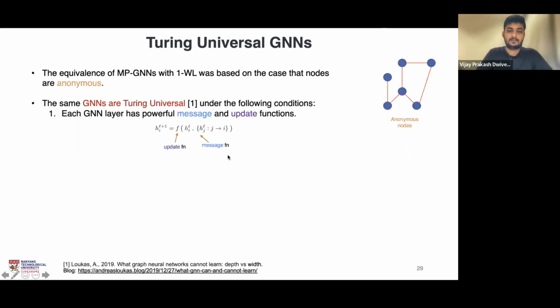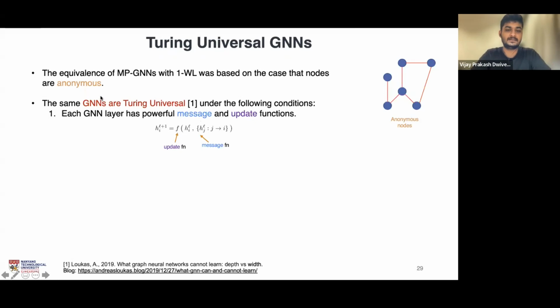Now, in a work by Andreas Loukas, he derived certain conditions under which GNNs can be made Turing universal. And when they are Turing universal, it actually solves the graph isomorphism problem, because it's a stronger condition than graph isomorphism expressivity. So the same message passing GNNs, which have the linear O(n) complexity and are represented by this, can be made Turing universal under three conditions.